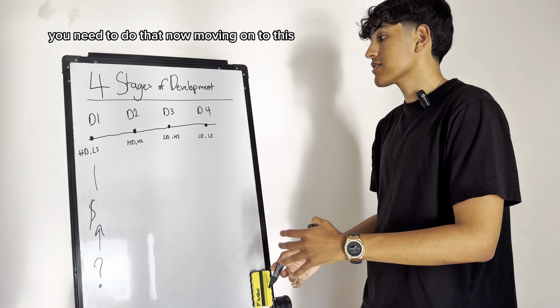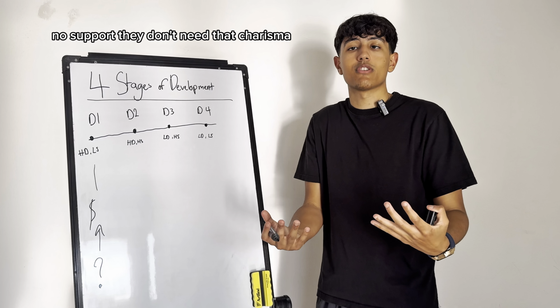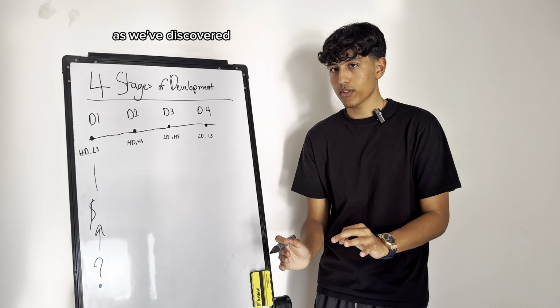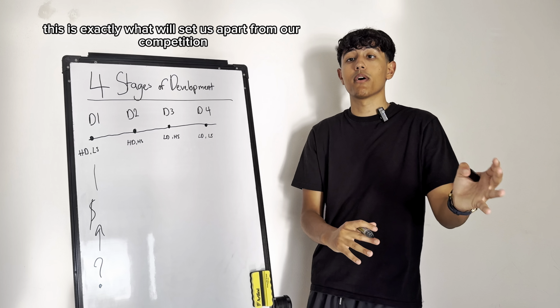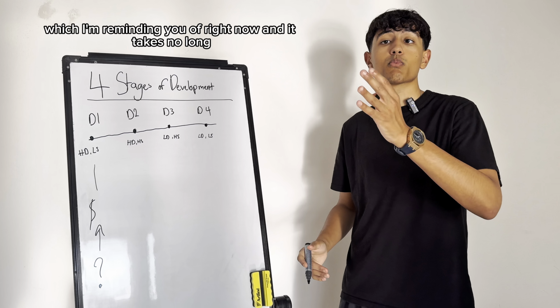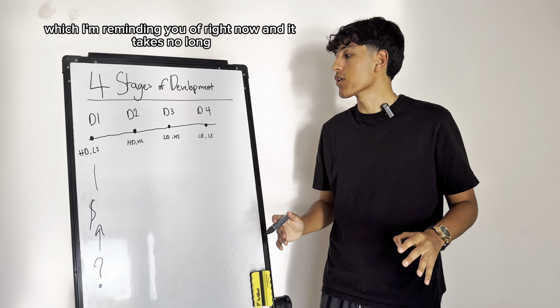Now moving on, we look at the low support. With low support, they don't need that charisma, they don't need that energy boost. As we've discovered, this is exactly what will set us apart from our competition, because we're speaking to their needs. It's a very simple process, which I'm reminding you of right now, and it takes no long.